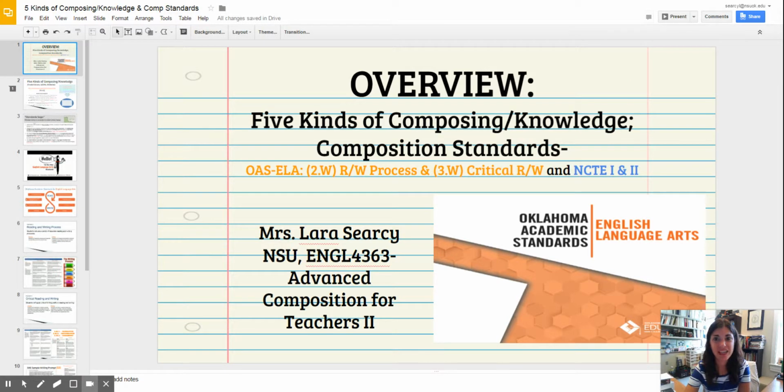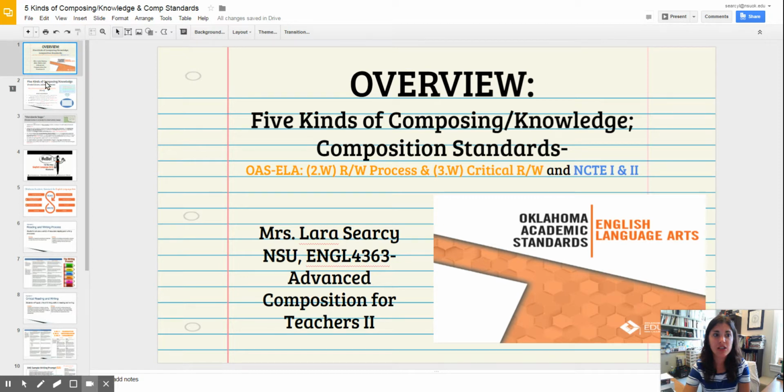Hi, I wanted to give a bit of an overview for our topic this week. We will be discussing the 5 kinds of composing and the types of knowledge, which is pretty foundational in our textbooks. But I also wanted to cover some information regarding composition standards, both from the Oklahoma academic standards that we use to teach students and from the National Council of Teachers of English standards that we use as teacher candidates to be evaluated on our content knowledge.